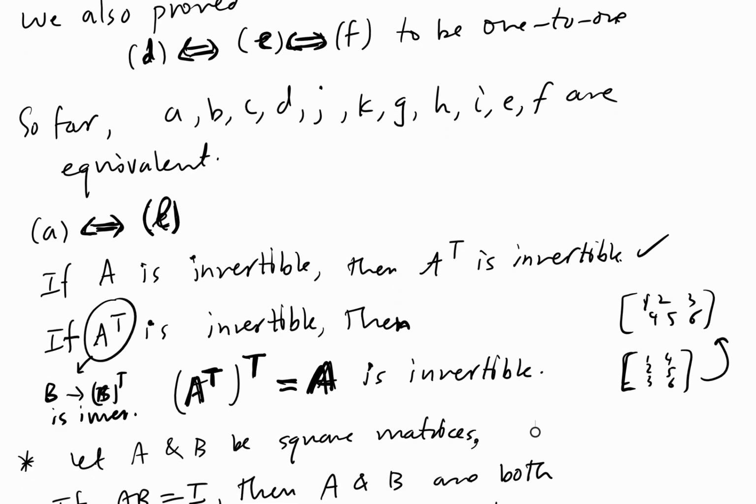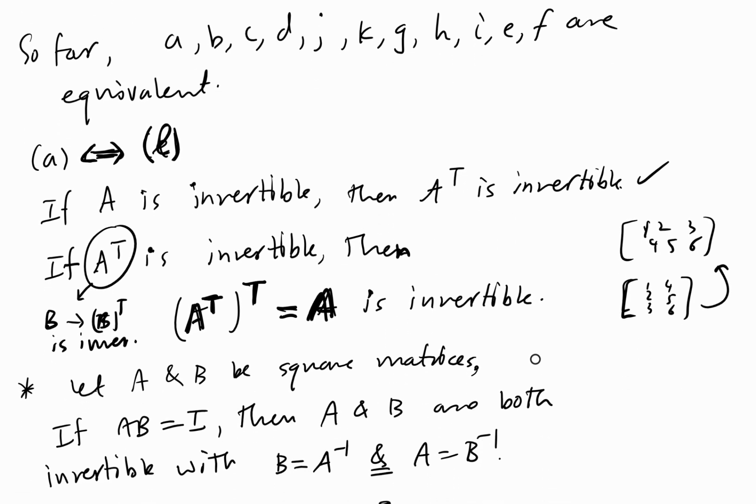Some quick comment, very quick comment. If A and B are square matrices, and if AB is I, like A times B is the identity, then A and B are both invertible, with B being the inverse of A or vice versa.